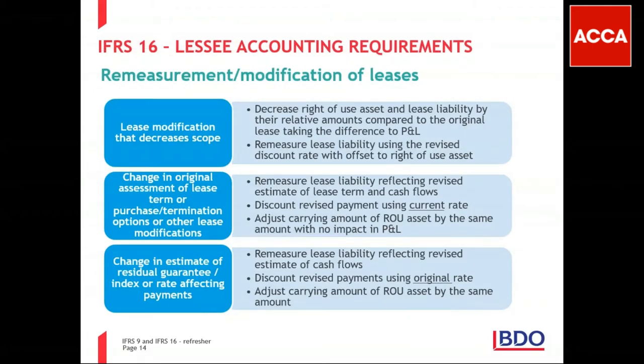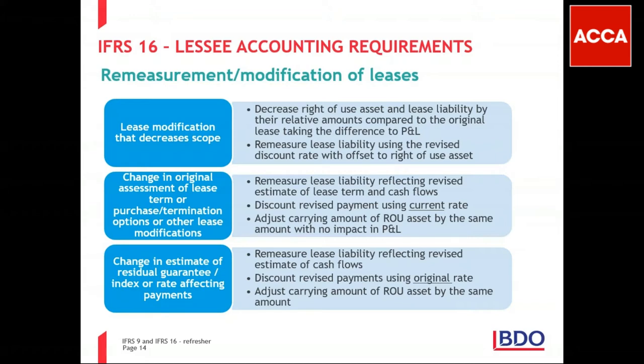For any other lease modifications, aside from the decrease in scope or the reassessment of lease terms, we have to apply only the second step, which I explained in my example. That is to remeasure the lease liability using the revised contractual cash flows and after re-estimating the incremental borrowing rate. The offset of this reduction in lease liability will go to the right of use asset with no impact in profit and loss.